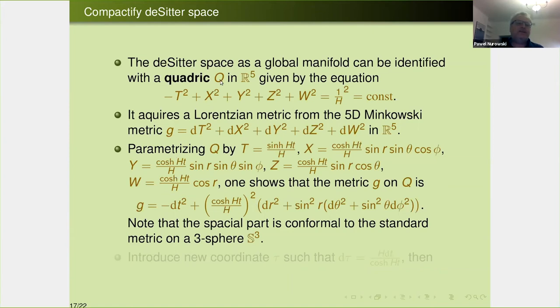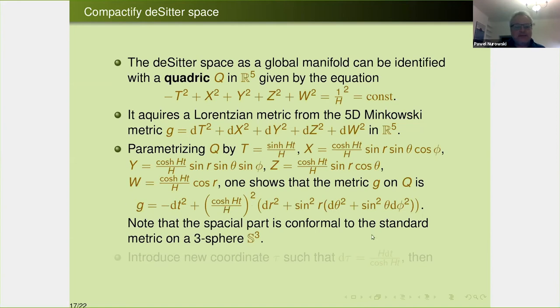So you can think about the de Sitter space as a quadric like this in flat Minkowski spacetime in dimension five. And then when you just look at the metric, it looks like minus dt squared plus the metric on a three-dimensional sphere, and here is just the scale factor of this three-dimensional sphere metric, which is essentially written in terms of the t coordinate as a cosh of this variable t, okay?